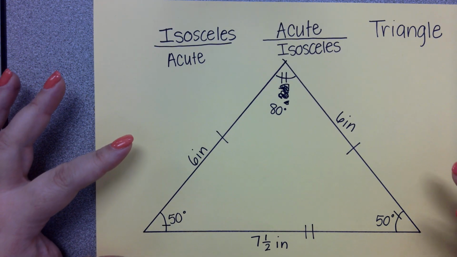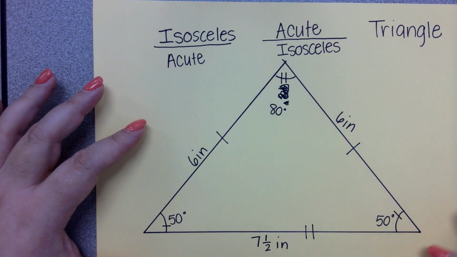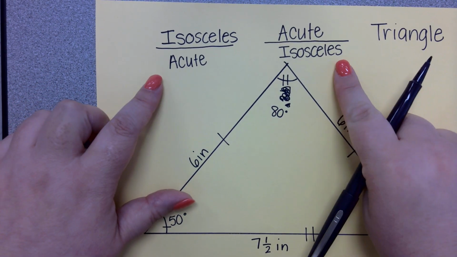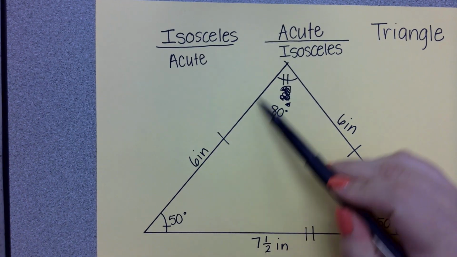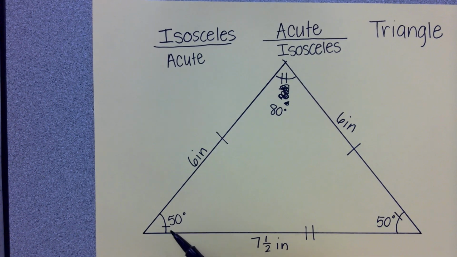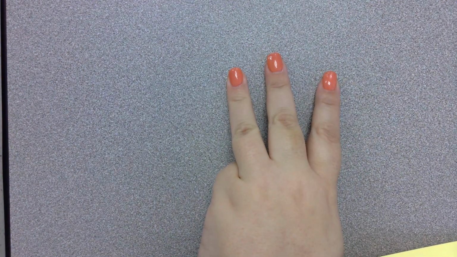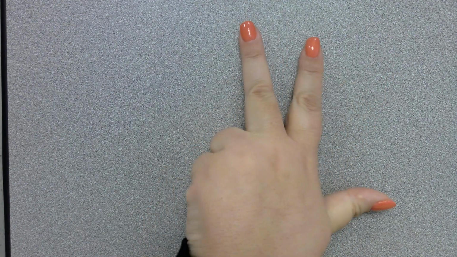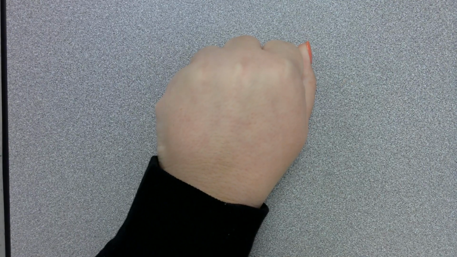Later on in your math block, you are going to be given triangles that look like this, where they give you the measurements and all of that, and you're going to have to name the triangle. So remember, triangles can be classified by their sides, and they can be classified by their angles. An equilateral triangle, 3 sides, 3 angles equal. Isosceles, 2 sides, 2 angles equal. And scalene, 0 sides equal.